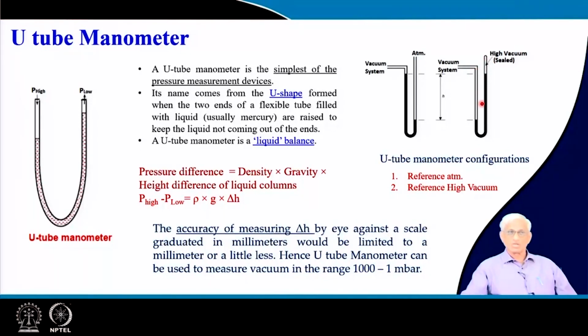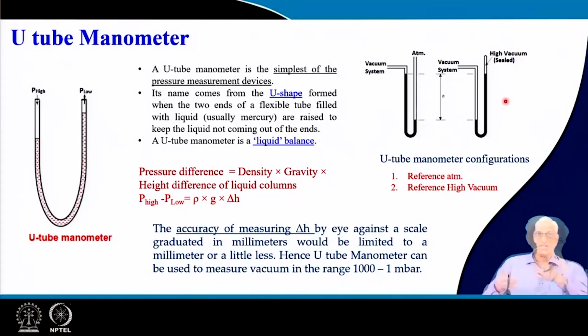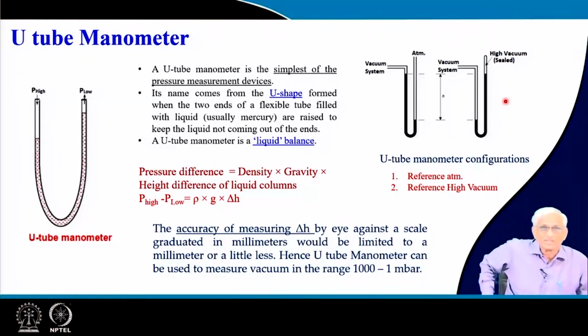Both these configurations are quite popular when you use the U-tube for measuring vacuum below atmosphere, that is from 1000 millibar, very strictly speaking 1013, but I do not bother about that in engineering. 1 bar is 1000 millibar, very comfortable. Units you have to be very careful with. After all, we are doing pressure measurement. If you make a mistake, you are gone. Your application will not be there.